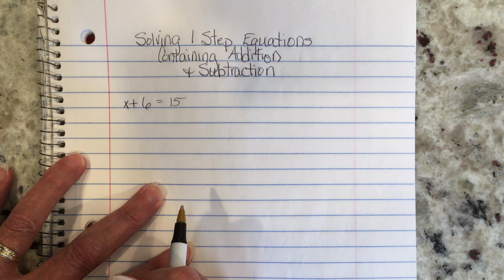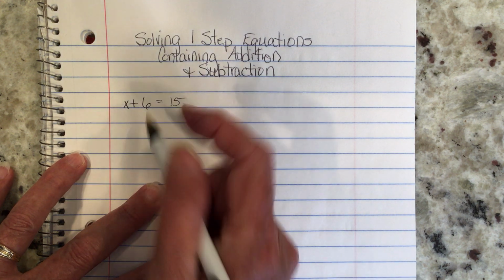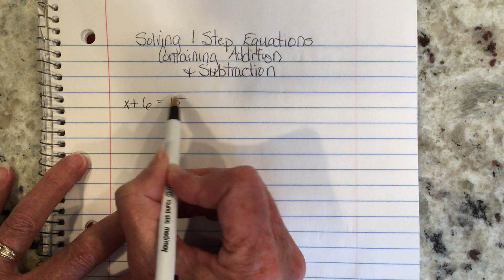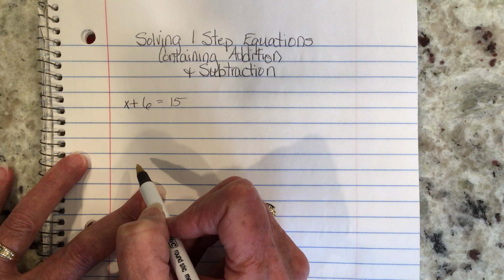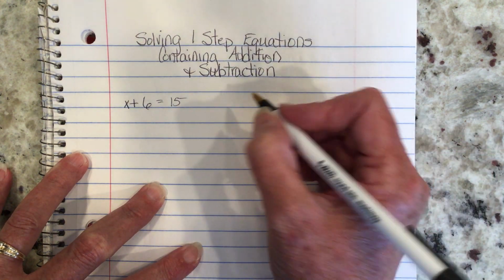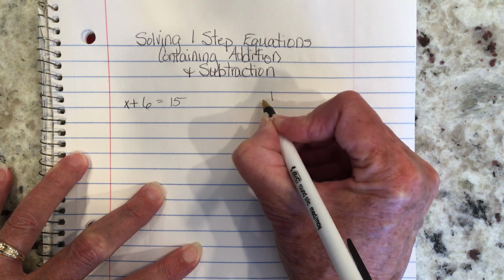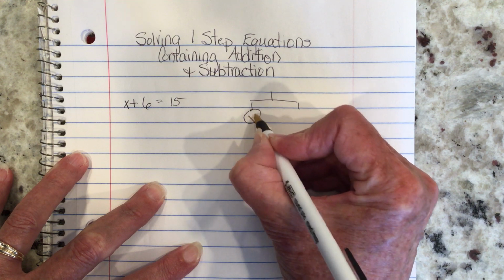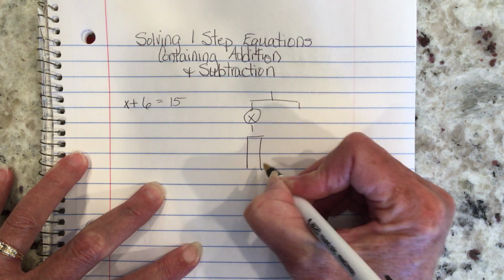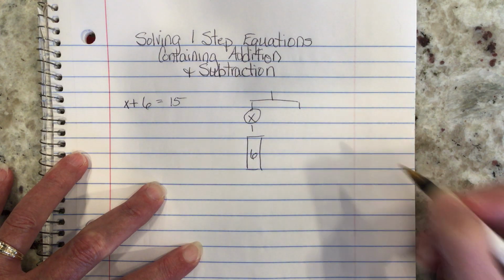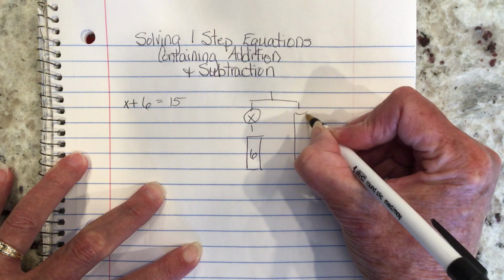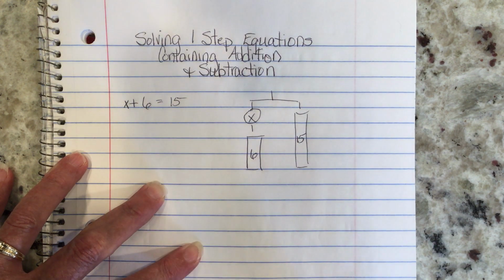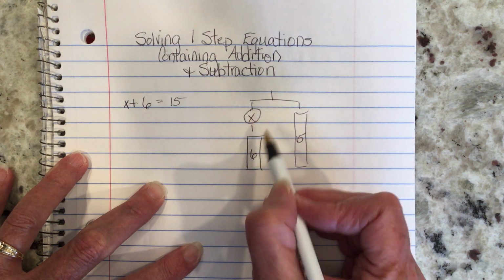So our goal is to isolate that variable, the variable being x, and getting all the constants, which are 6 and 15, all together on one side of the equation. So we're going to do a little hanger diagram here to help you see it. So I have x on this side, and then I have 6 here hanging with x, and on the other side I have 15 hanging. And they are balanced because it says it's equal, but I need to get this x all by itself.